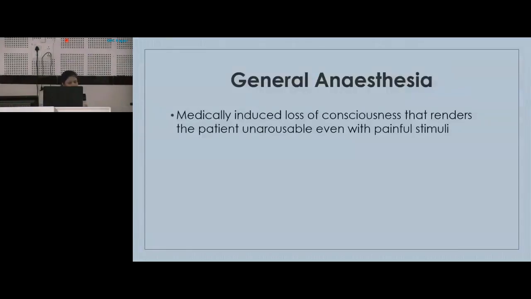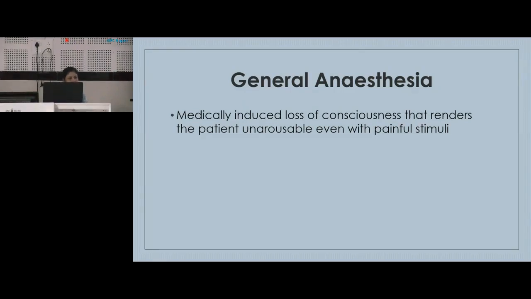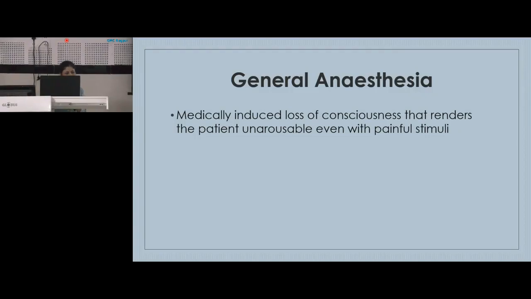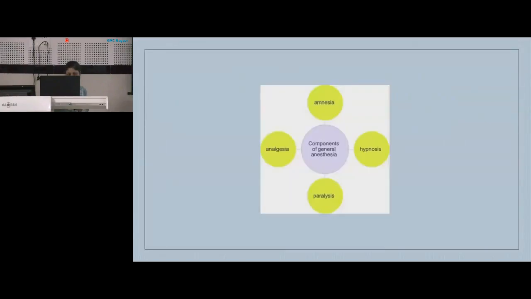So, general anesthesia is medically induced loss of consciousness that renders the patient unarousable even with painful stimuli. General anesthesia can be given to any patient. It can be given to a neonate, to an elderly patient. You can give general anesthesia at extremes of age, for every kind of surgery, and to patients who are in shock or on anticoagulants, and there is no absolute contraindication to general anesthesia.